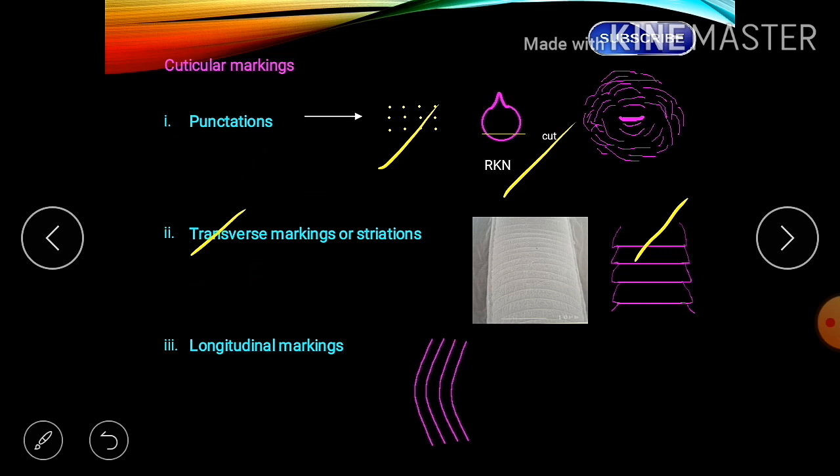A great example is Criconematidae. In Criconematidae, the transverse markings are so deep, like in the picture. The space between the two striae is called annulation.